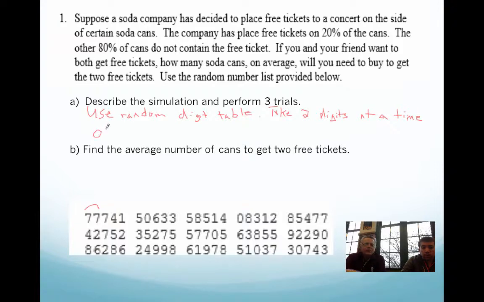The reason why is I can't think of 00 as 100. That way we can go from 1 to 100. So you can do this a lot of ways, but 01 through 20 be a free ticket. That's 20 numbers. Then we're going to let 21 through 99, and you have to include 00, which in my mind represents 100, equal a not free ticket.